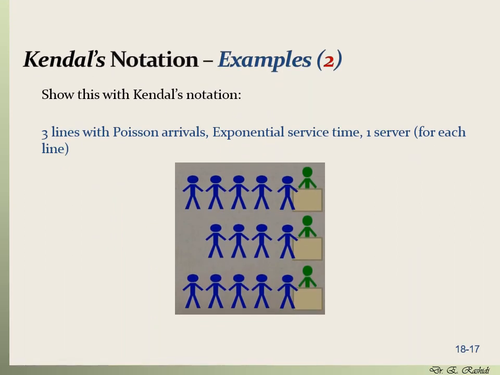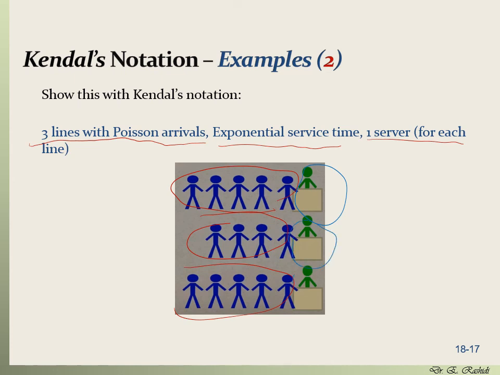Here is another example. We want to show this queue with Kendall's notation. So we have 3 lines with Poisson arrival distribution, exponential service time, and one server for each line, as you see here. So there is one server for this line, one server for this line, one server for this line. Try to show this queue with Kendall's notation. So pause for a minute, please, and then try to come up with the notation.